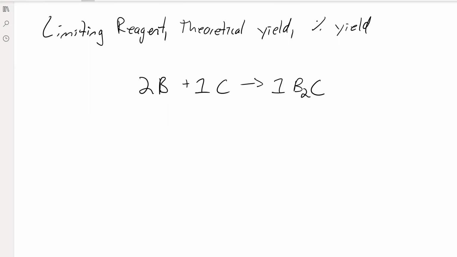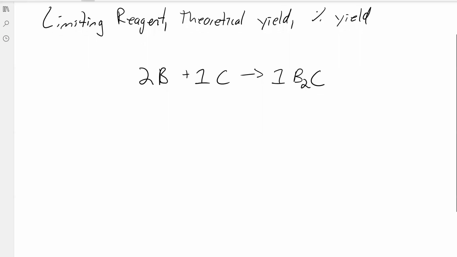All right, let's talk about some more important topics. So here we have the limiting reagent, theoretical yield, and then percent yield. Let's go back to our analogy of making grilled cheese sandwiches. We have 2 slices of bread and 1 slice of cheese to make 1 sandwich. Note that we have 2 components becoming 1. And so we can talk about the amounts of each that we have.